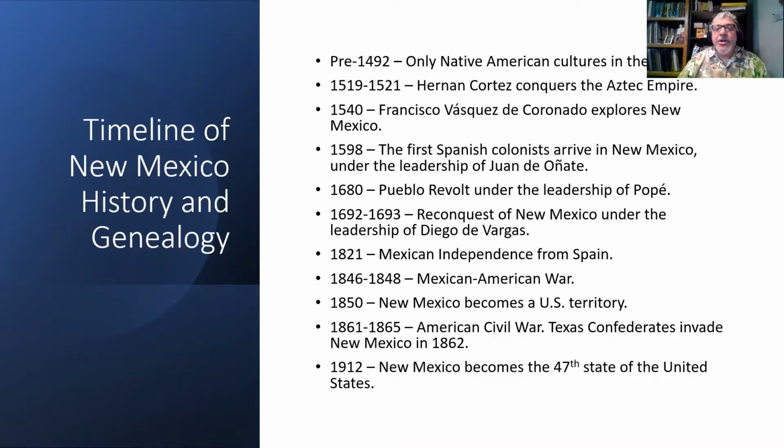And so the first Spanish colonists arrive in New Mexico under the leadership of Juan de Oñate in 1598. Many of my deep Spanish Mexican ancestors come from that, either in 1598 or 1600. For instance, my Baca ancestors come in 1600. In 1680, because of the cruel way that the Spaniards were treating the Pueblo Indians, there was a Pueblo revolt in New Mexico under the leadership of a man by the name of Pope.